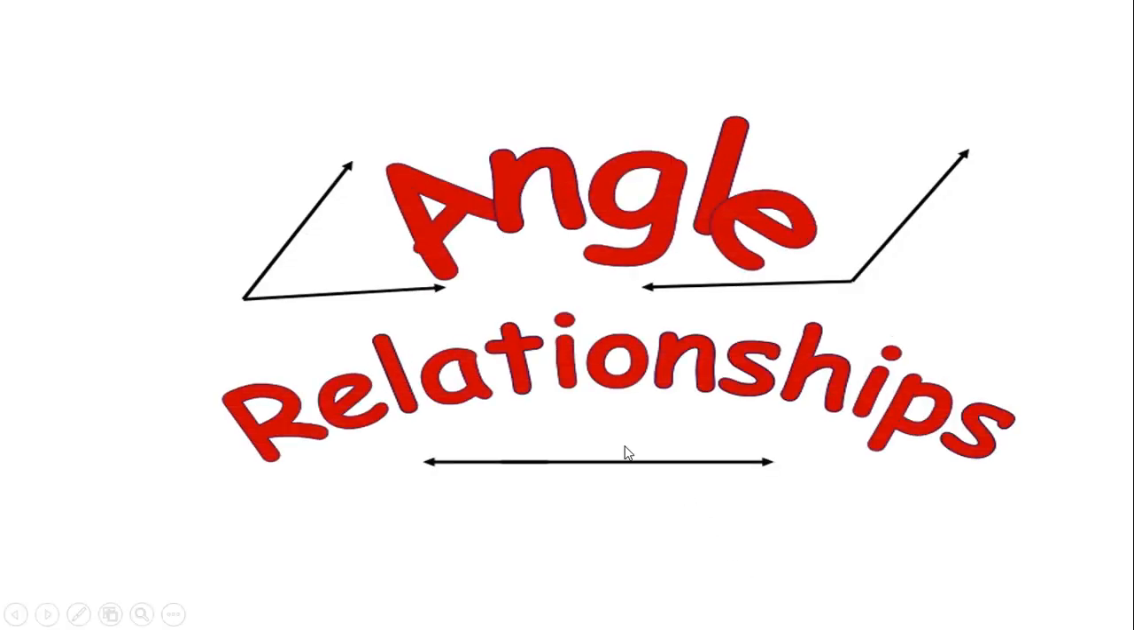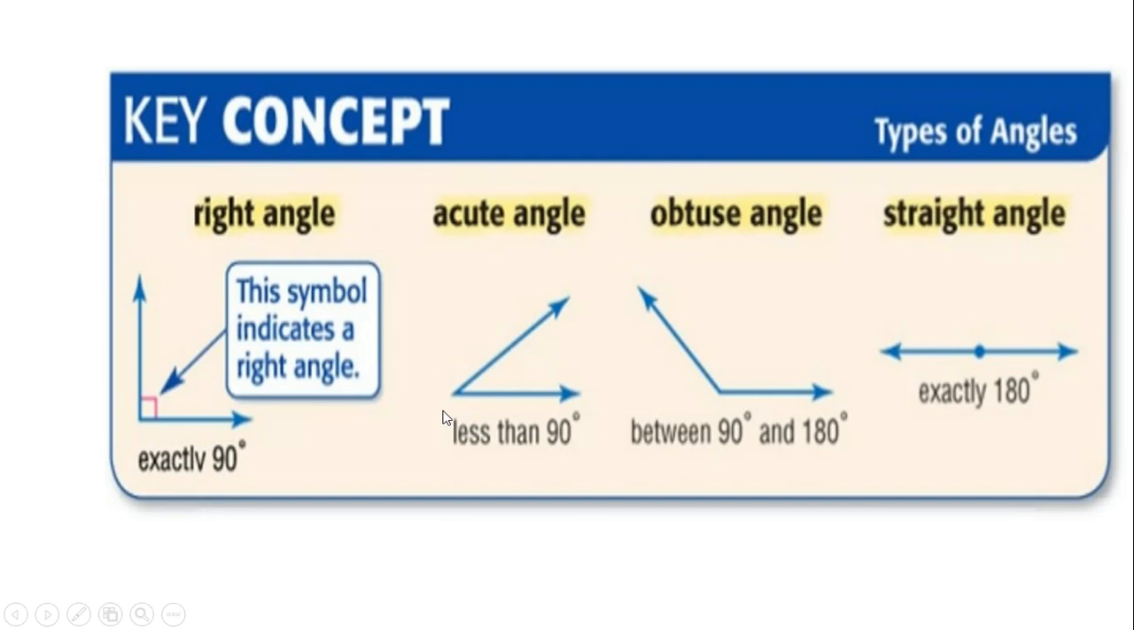Today we will learn a new lesson, angle relationships. A right angle, usually the measure of it is exactly 90 degrees. An acute angle, its measure is less than 90 degrees.